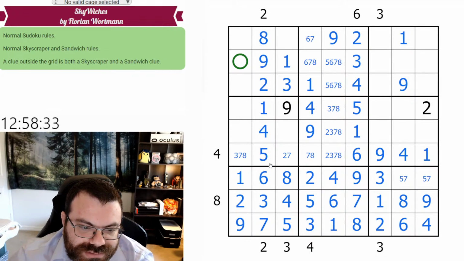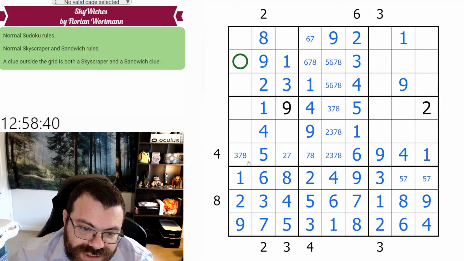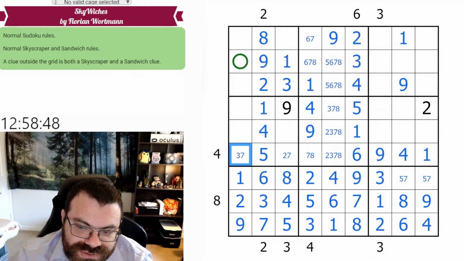Row 6, column 1. Oh, then we have a 4 skyscraper here. So it can't be an 8 for sure. We'd only see 2. If we saw a 7, we could see 8, 9, but that still wouldn't be enough. So that's a 3. That can't be 3. So we're going to see 3 and 5 no matter what, and we're going to see 9 no matter what. So 1, 2, 3. Is this broken?